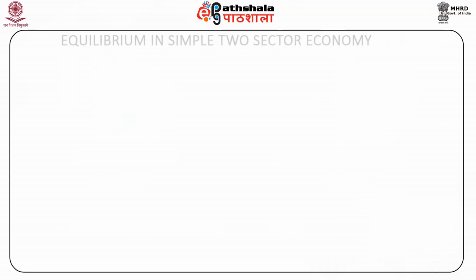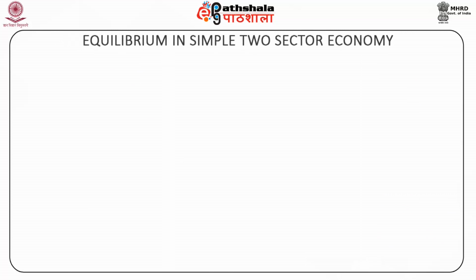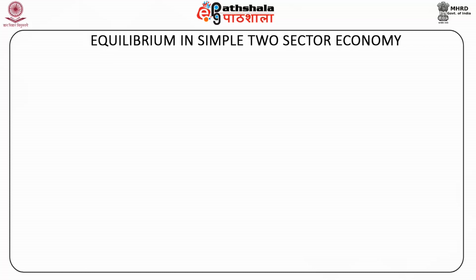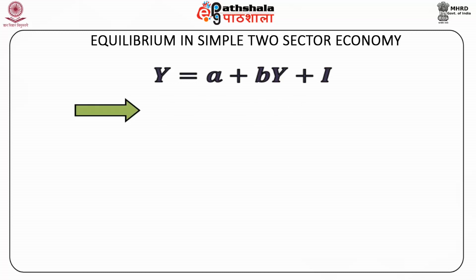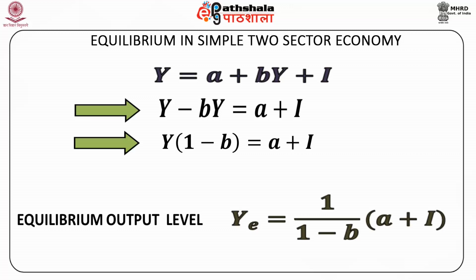Moving on, we substitute the value of C, that is consumption, in the demand function and the value of aggregate demand in the goods market equilibrium equation. We arrive at the following equation: Y = A + BY + I, which can be further written as Y - BY = A + I. Then Y(1 - B) = A + I. Thus, the equilibrium output level is given by YE = 1/(1 - B) × (A + I).